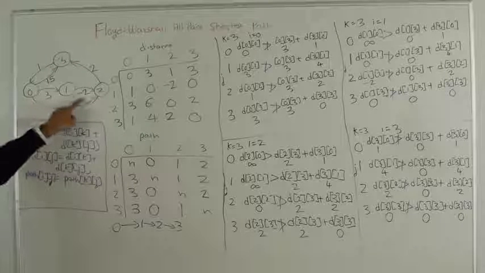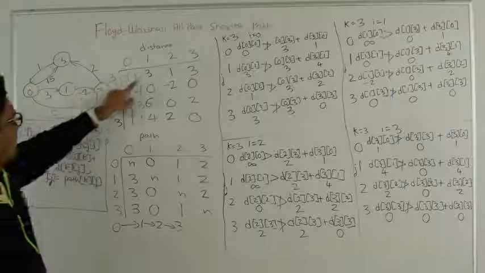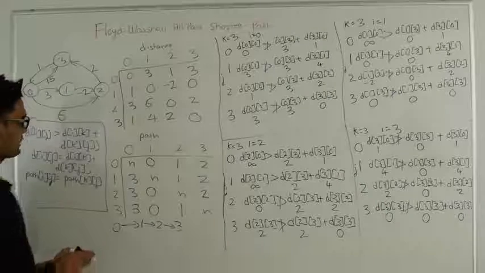And the distance here is 3 minus 2, 1 plus 2. 3 minus 2 is 1 plus 2 is 3. And that is the distance between 0 to 3. Let's look at another example.